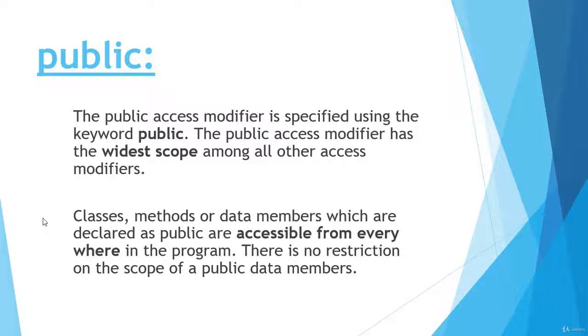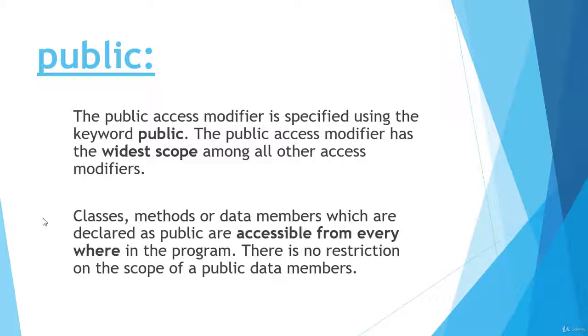Now the public access modifier is written by using the public keyword, and this modifier has the widest scope among all the access modifiers. When you declare any class, method or any member as public, then that member, class or function can be accessed from anywhere. You can access that member within a class, you can access that member within a package, you can also access that member outside the package.